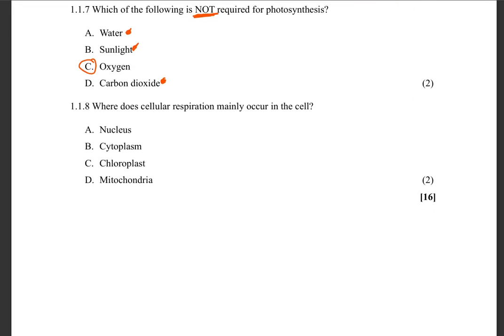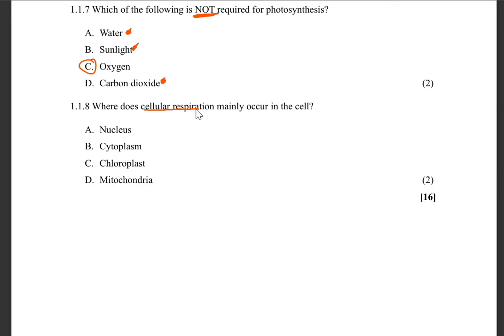Then 118. Where does cellular respiration mainly occur in the cell? Where exactly? I think here they are asking you about that tiny organ, in quotation marks, which are basically called organelles of the cell, right? Where does cellular respiration mainly occur?